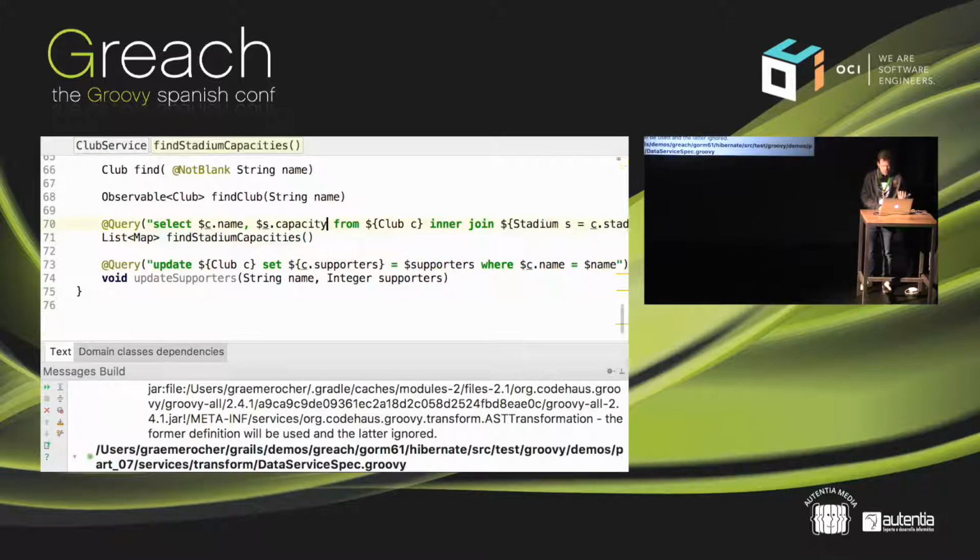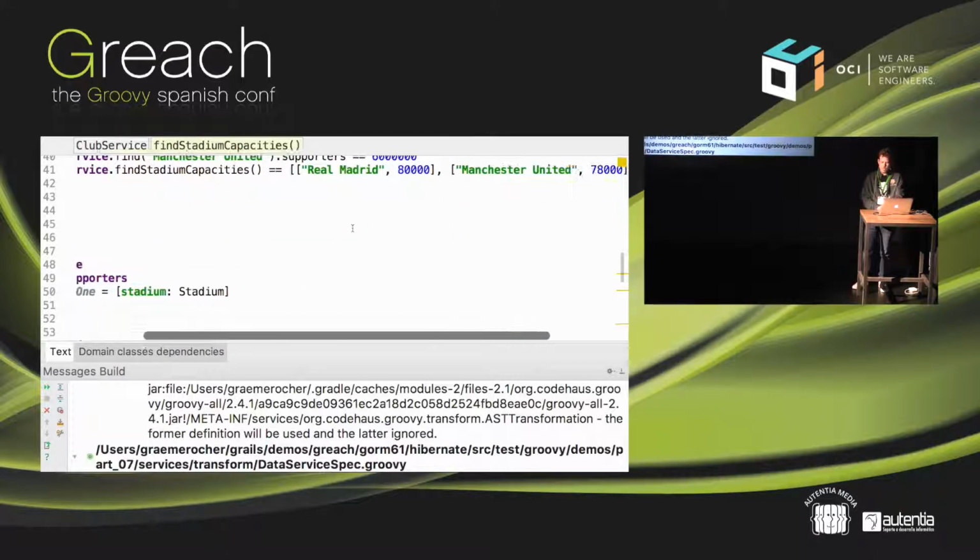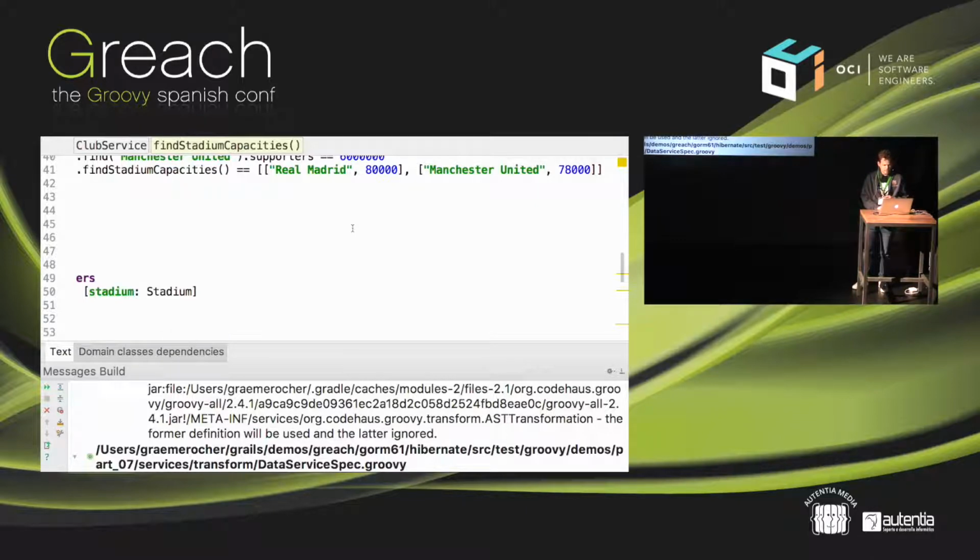And it knows as well that this is a read-only query, so it applies read-only transaction semantics. And you can see here that I'm returning a projection that's just returning the name and the capacity. So you can see that for the two stadiums, I get just the club name and the capacity back.